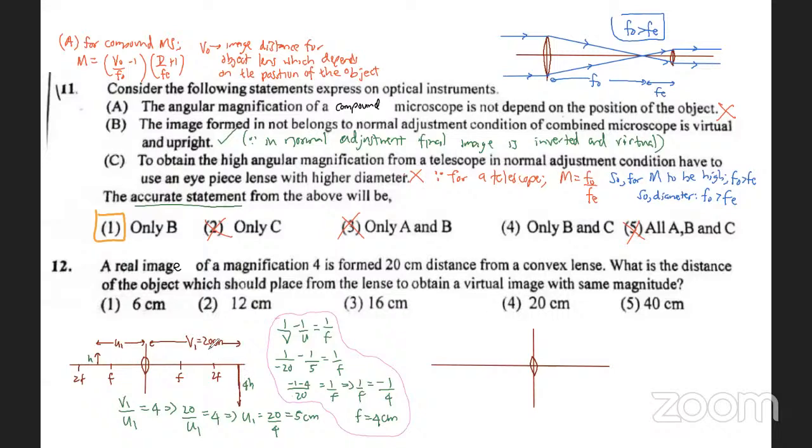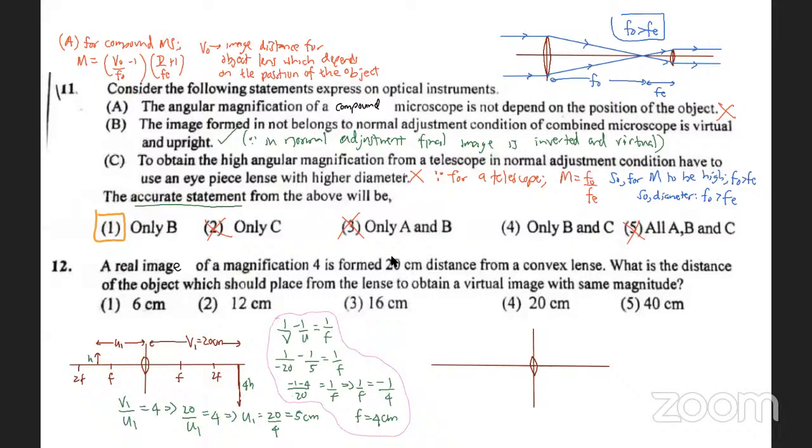People, then there's a problem. A real image of magnification 4 is formed 20 centimeter distance from a convex lens. This is 20 and this is 5. So it should be placed inside f, then the answer must be less than 5, no, people. This part of the question is confusing. What is the distance of the object which should be placed from the lens to obtain a virtual image with the same magnitude? A virtual image means you have to keep the object inside f, no?